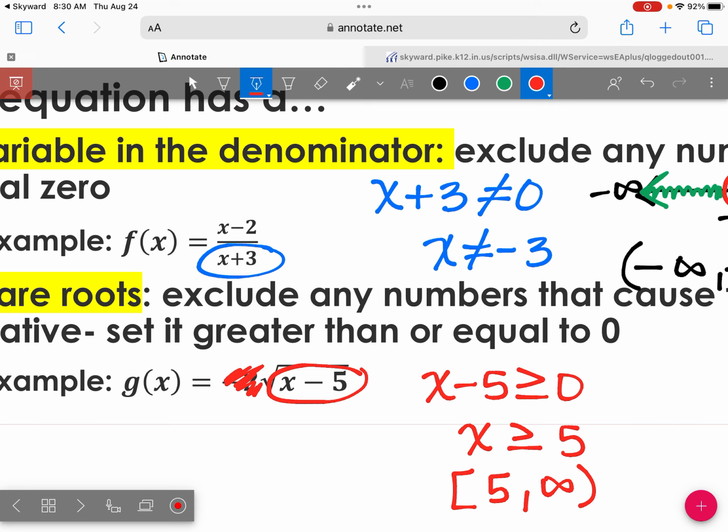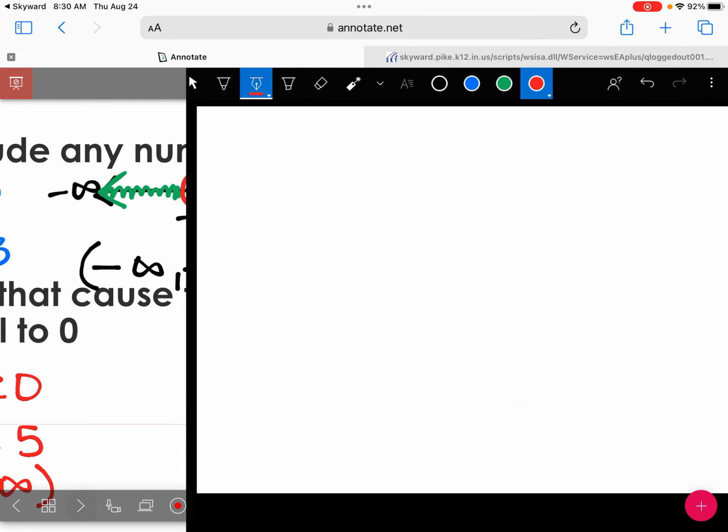So now we're going to do some practice. We're going to look at some functions together, and we're just going to practice finding the domain. Take a minute and copy down these 3.